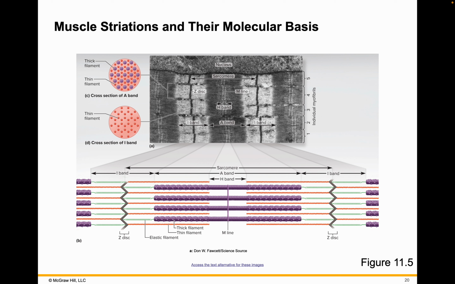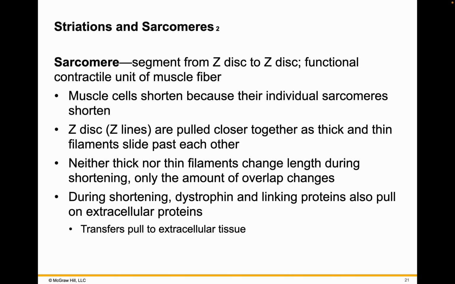And I would encourage you to go to the text and look at these images and really get the explanation from the text, because this organization of contractile proteins is really the key to how both cardiac and skeletal muscles will contract. The sarcomere is the segment from Z disc to Z disc. That would be the functional contractile unit of the muscle fiber.